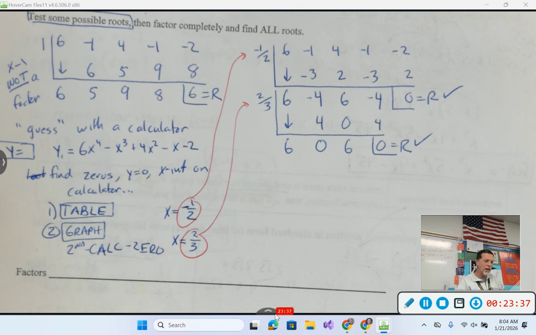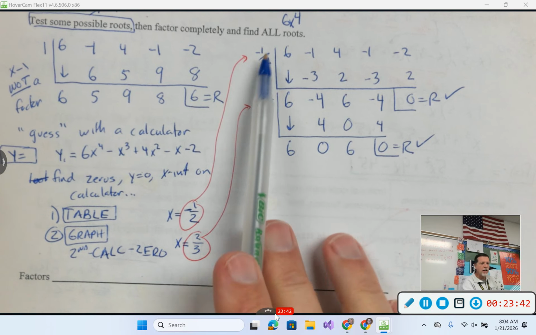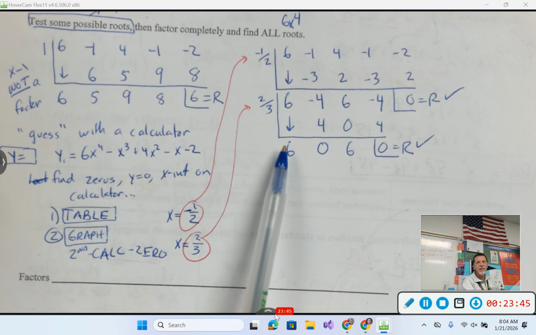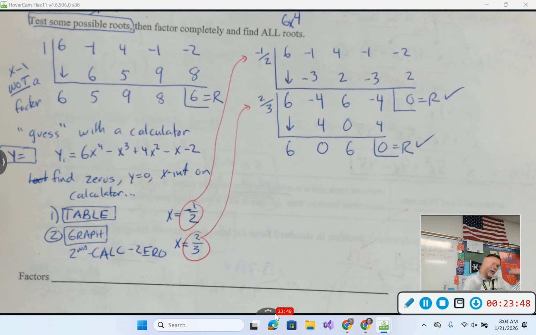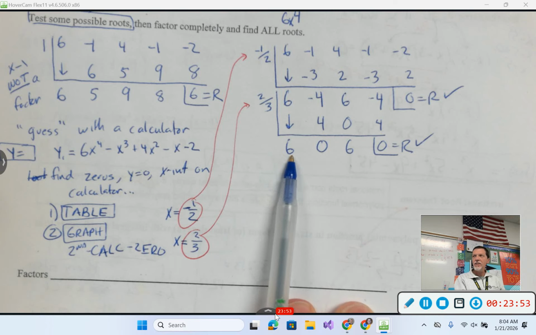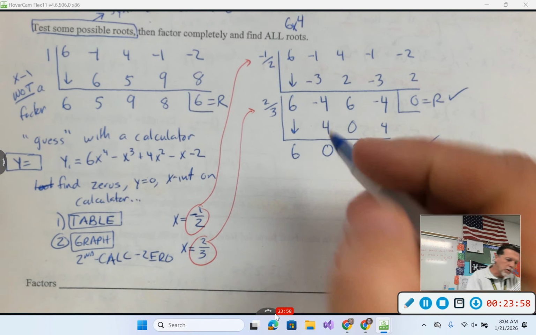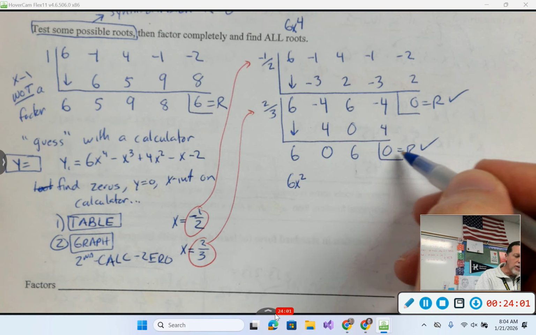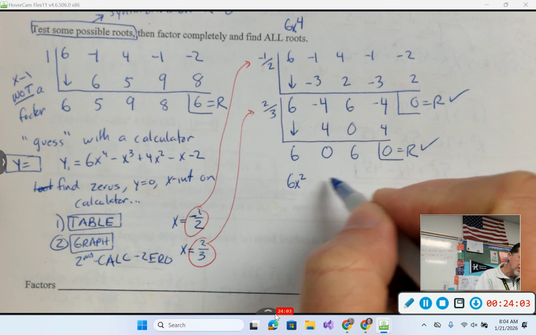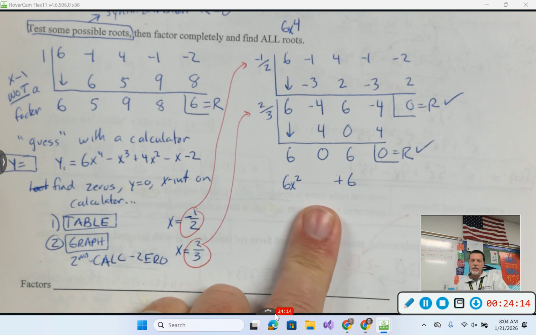Okay, now I need to be careful. I started with 6x to the 4th. I divided by 2 things. So what am I depressed down to now? What power of x goes with this lead coefficient now? Squared. Because we started with a 4th. This one would have been a cubed. Now we're down to a squared. Or again, you could start at the other end, and the first number would be a constant. Aren't any x terms. So that's a much easier polynomial to deal with.